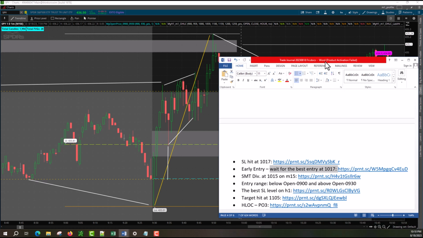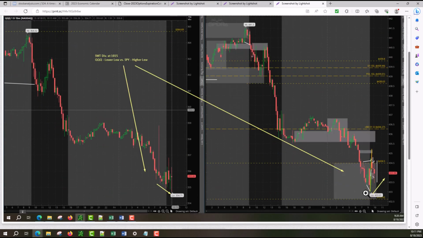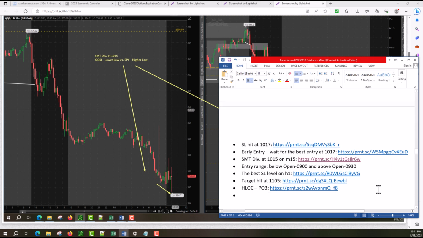And also we do have, from 10:15, another confluence for why we need to wait and go in at 10:17, because just 2 minutes before that, at 10:15, we see a divergence right there. So basically the QQQ made a lower low, but the SPY made a higher low. I think we got it right this time. In the previous screenshot we got it wrong, but this time we got it right. It made a higher low, one lower low. So it's a perfect setup for it to go long right there.